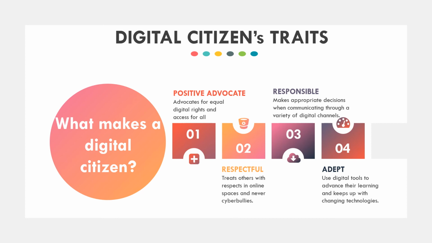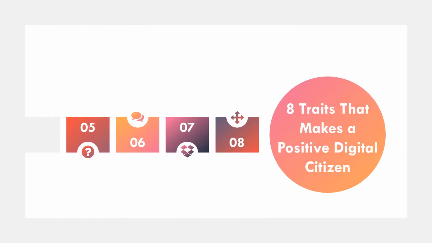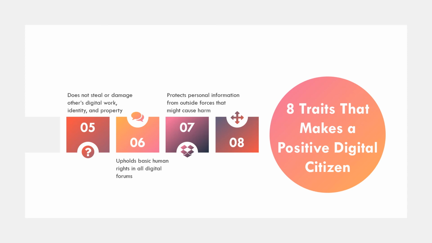He must also be adept with the use of digital tools in learning and keeps up with the changing technologies. Number 5. Does not steal or damage others' digital work, identity, and property. Number 6. Upholds basic human rights in all digital forums. Number 7. He or she must protect personal information from outside forces that might cause harm. Lastly, number 8, proactively limits health risks of technology, from physical to psychological, and that makes the 8 traits of a positive digital citizen.